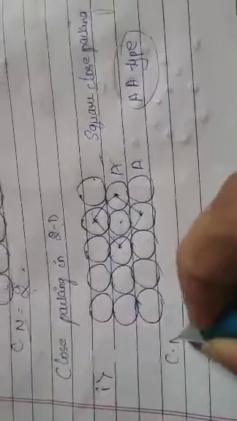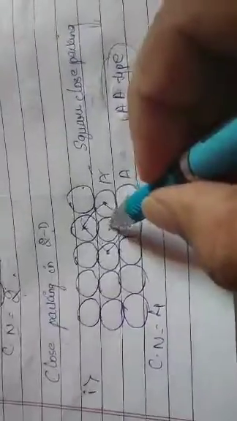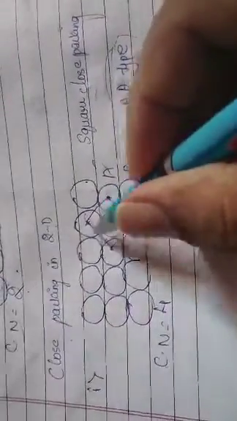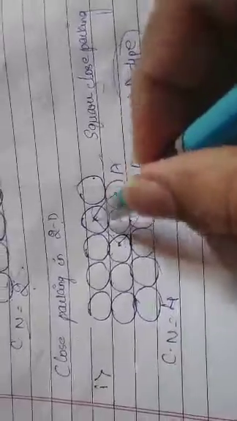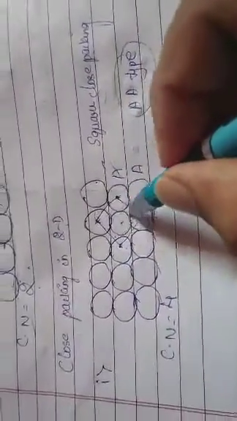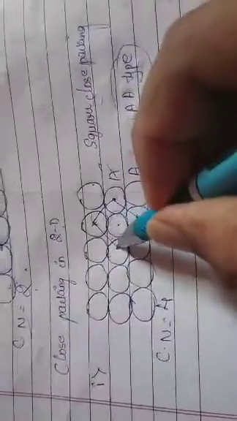What will be the coordination number over here? Very good, that is equal to 4. Because we have to calculate the number of neighboring particles which are in contact with our main particle. So if I consider this as the main particle, what are the numbers? 1, 2, 3, 4. So the coordination number is 4.